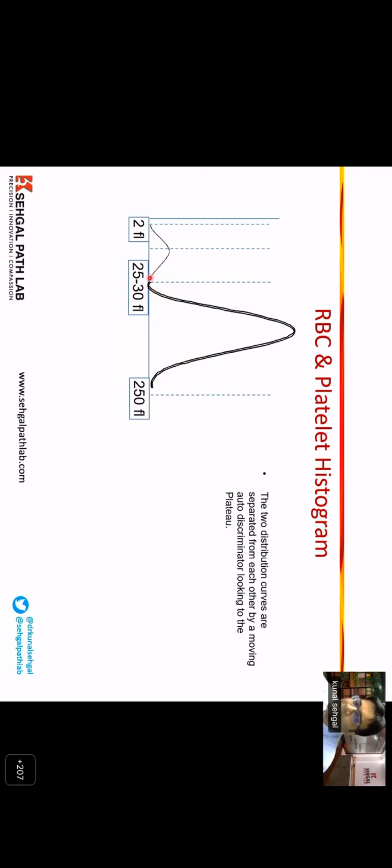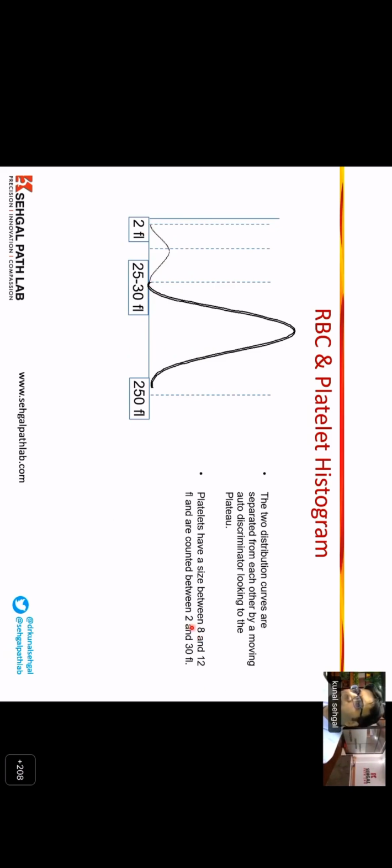Then it identifies a platelet curve and it says, okay, this is where the break is coming. It seems to the left is one population. Let me put this moving threshold over here and divide this into the left side as platelets and the right side as RBCs. This is what we are going to learn today, mainly in all my presentations.